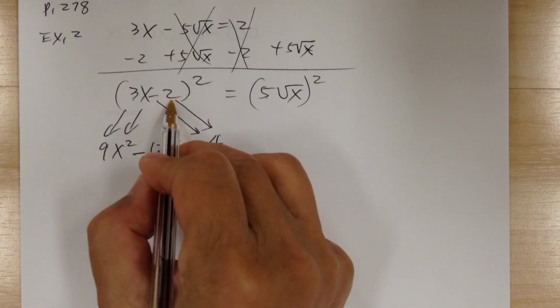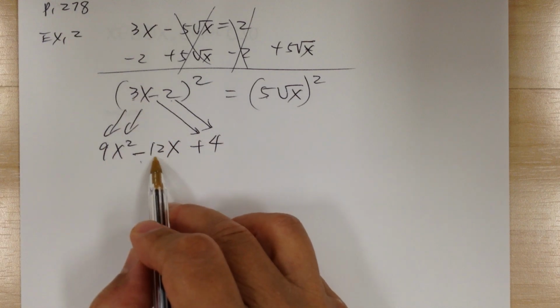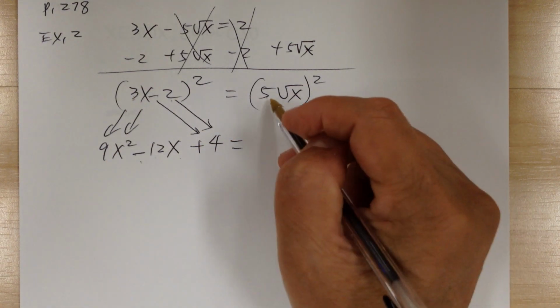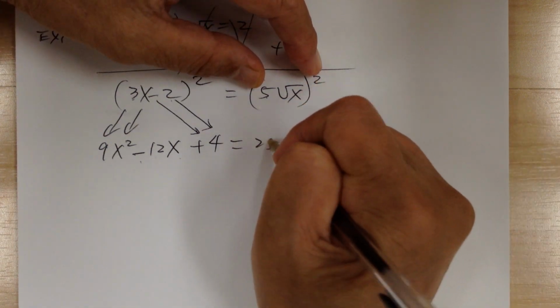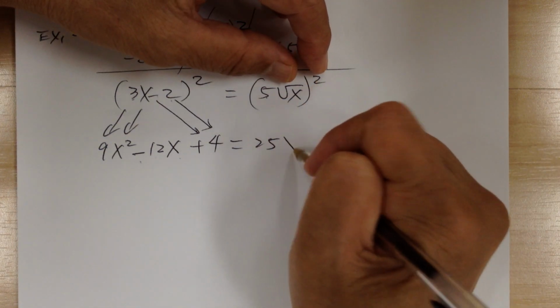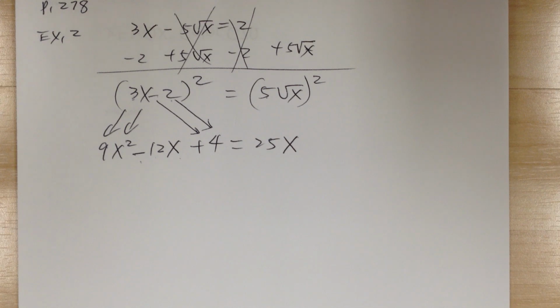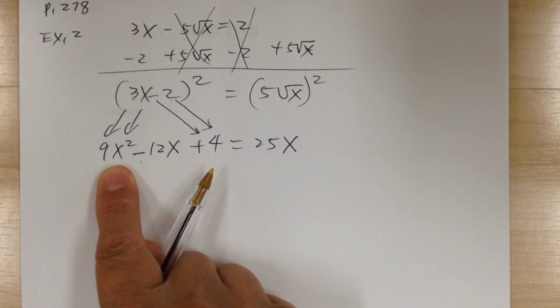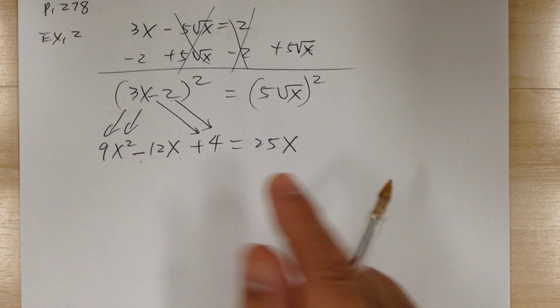The number is 2 times 2 is 4, times 3 is 12. Okay, 4 times 3 is 12, and the variable is that. Equal. Now, 5 squared is 25, and this one would be x. Okay, so now you got a square. That's right away your clue: you have to make it equal to 0, so you can do factoring.